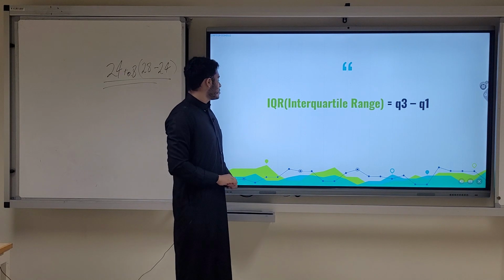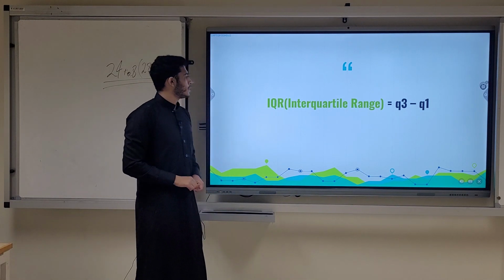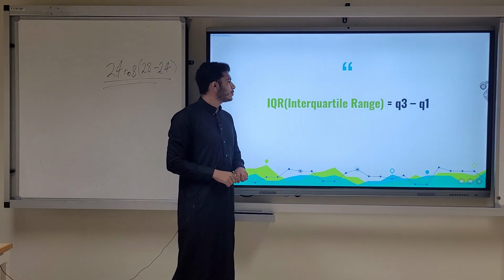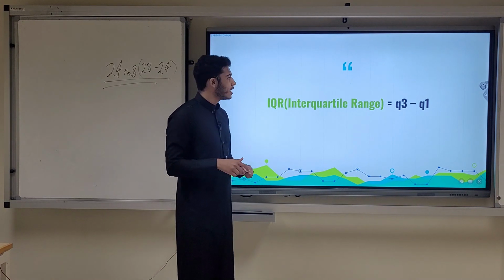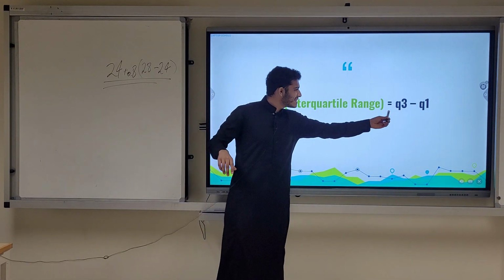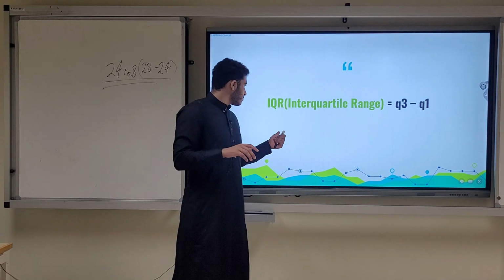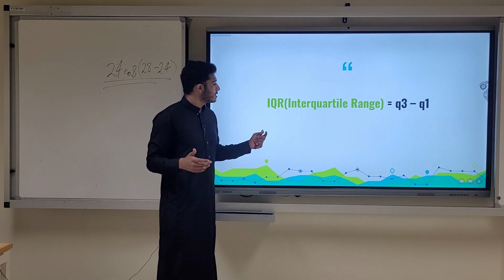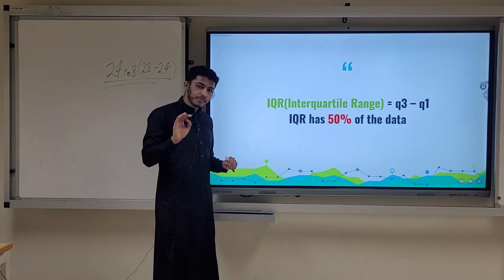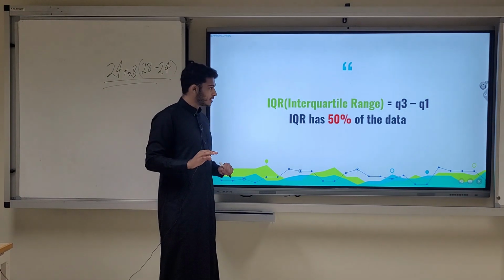Now, let's talk about something called the interquartile range, which is denoted here by IQR. The interquartile range is when you subtract the 1st quartile from the 3rd quartile. What's the use of this? Well, the use of this is that it has 50% of the data in it.